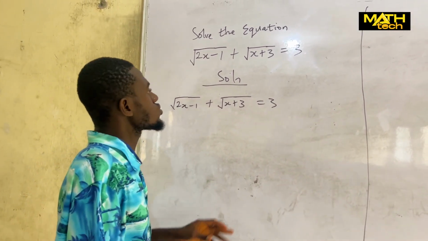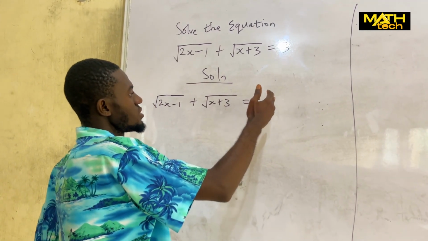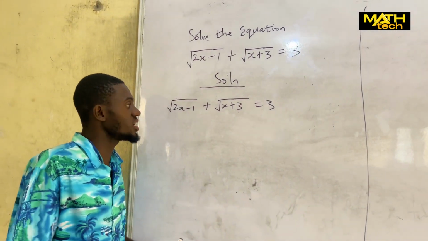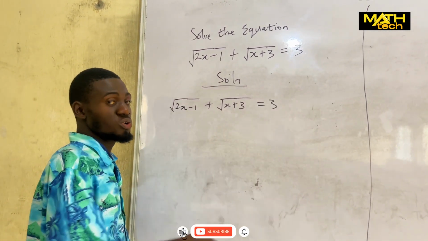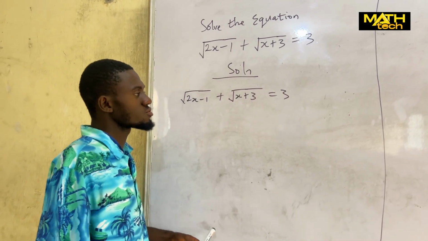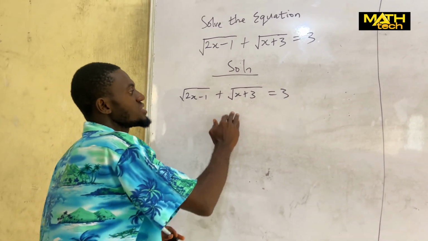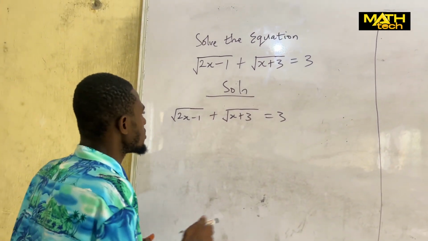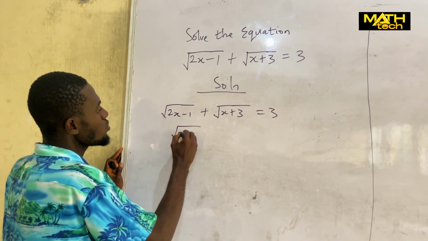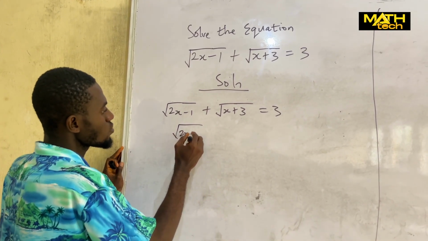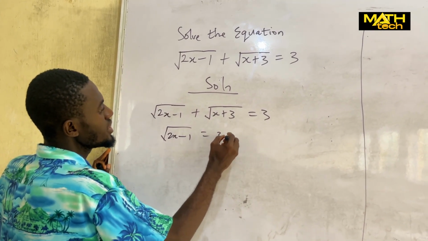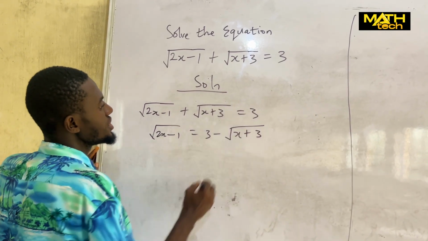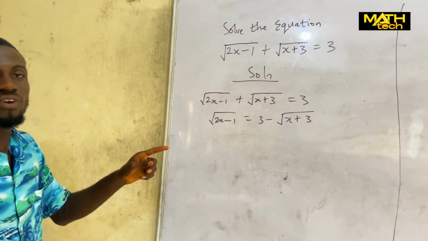We either subtract square root of x plus 3 from both sides, or some people might say you take this one across the equal to sign, but subtracting both sides is quite long. So let's just take this across the equal to sign. Now when it goes across the equal to sign, a positive in front turns to be what? Negative. So therefore we'll be having square root of 2x minus 1 equal to 3 minus square root of x plus 3. Our aim here is to find the value of x.